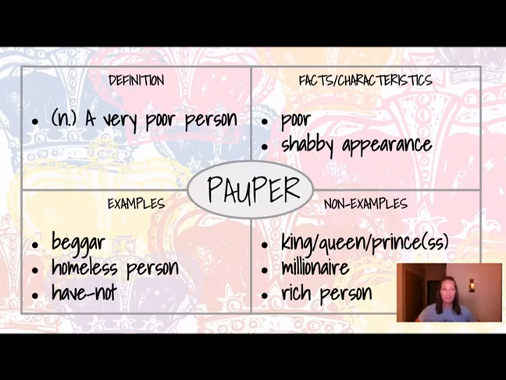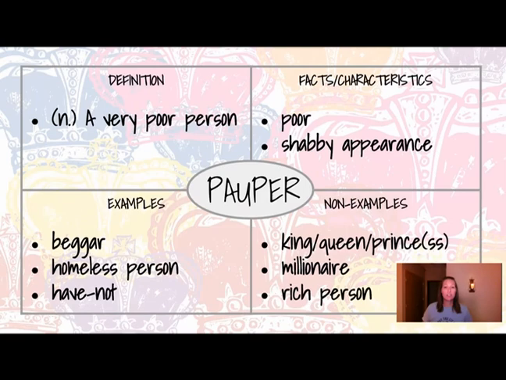Just taking a look at the definition, kind of an obvious place to start. The word pauper is a noun, a person, place, thing, or idea. In this case, a person. Pauper is a noun, and it means a very poor person. So straightforward. I like to keep my definitions without any mystery to them.